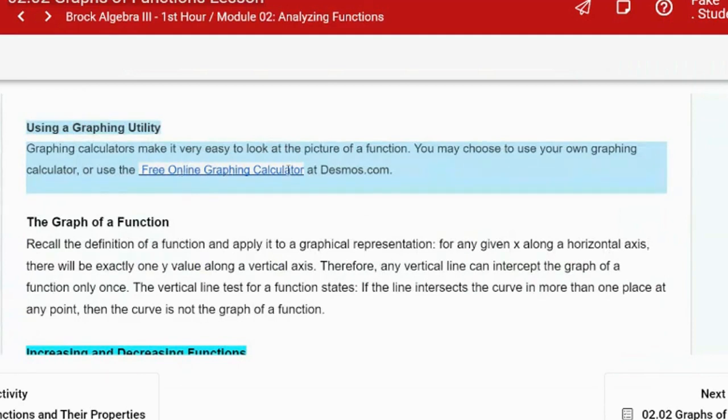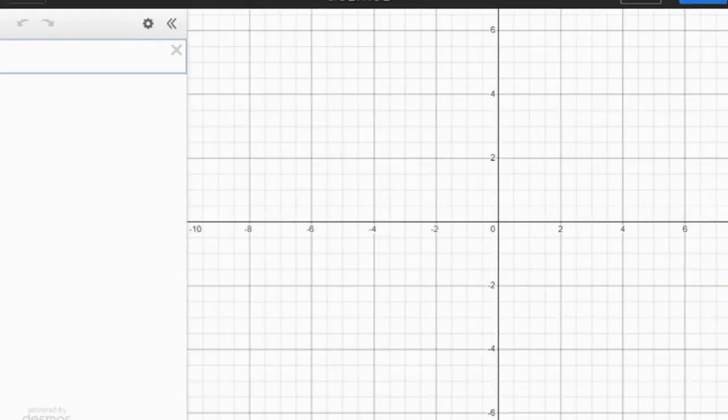Free online graphing calculator at desmos.com. I have a link to that. So when you click that, it will open up Desmos for you. All right, so there's Desmos.